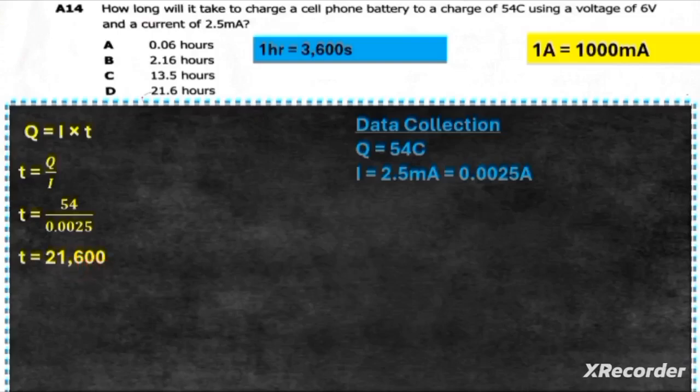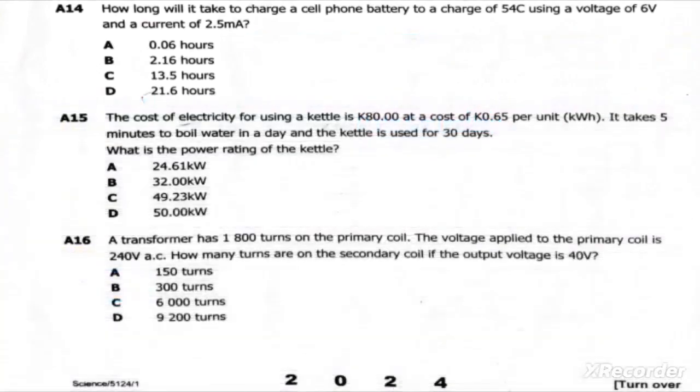The time has been given in seconds, so we need to convert time to hours. We need to remember that 1 hour makes 3,600 seconds. So converting 21,600 seconds to hours, we are going to get 6 hours. So there was a mistake here. We don't have 6 hours among the options, but our correct answer should be 6 hours. We shift to the next question, which is question A5.